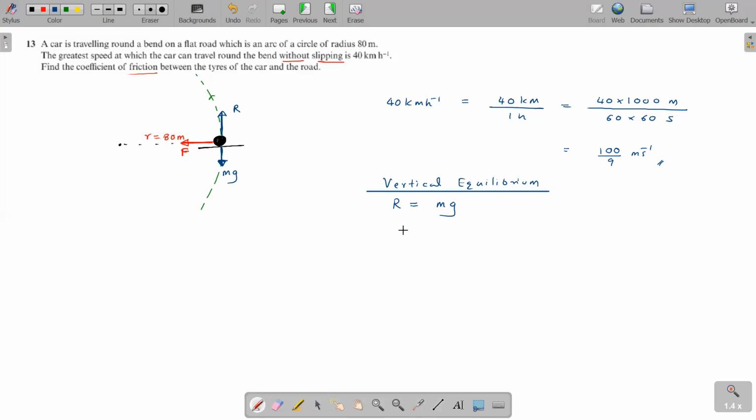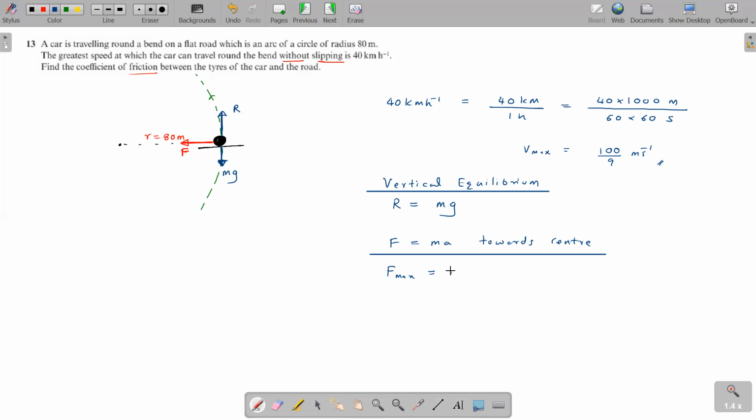And then let's apply F equals ma towards the center. What is the centripetal force? Centripetal force is the friction. And in this case, we have the maximum friction, because they have given the maximum speed. The maximum speed of the car means you have achieved the maximum friction, because this is the maximum friction that can exist between the car and the road. So the maximum friction is equal to m into a.